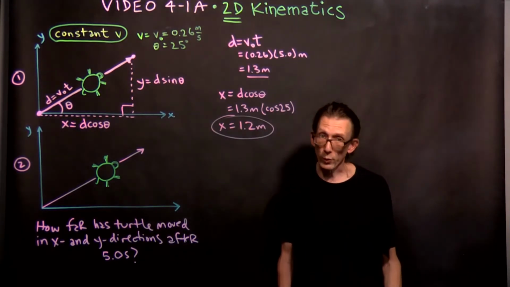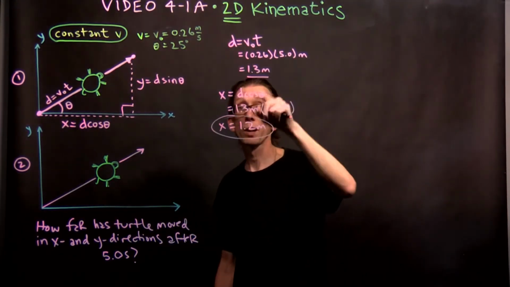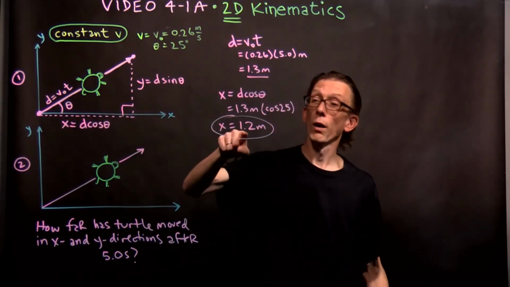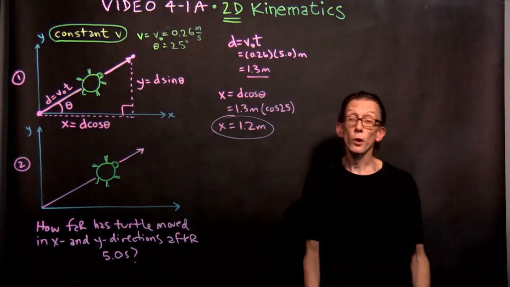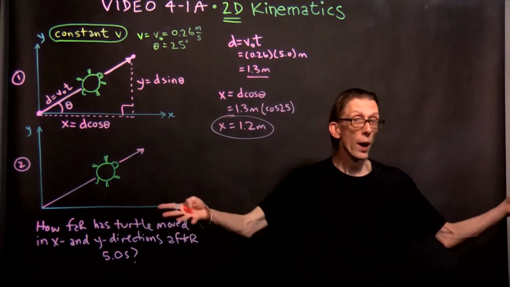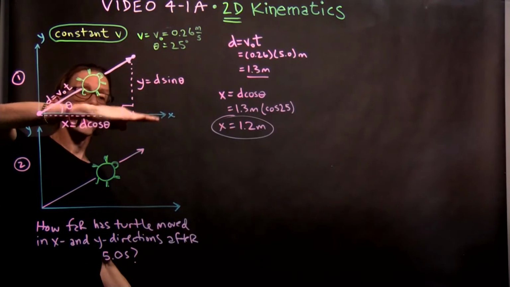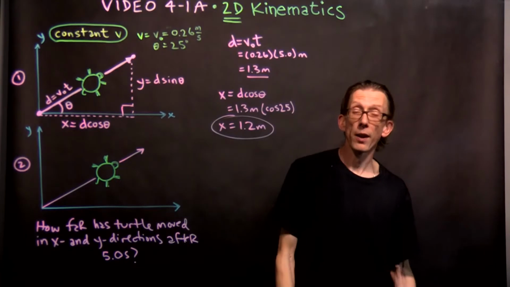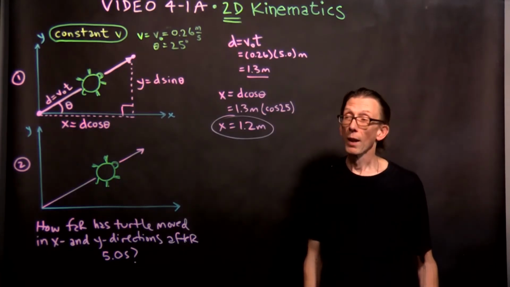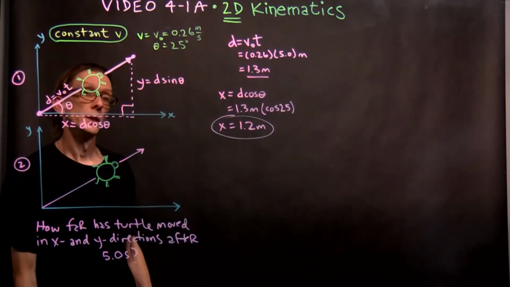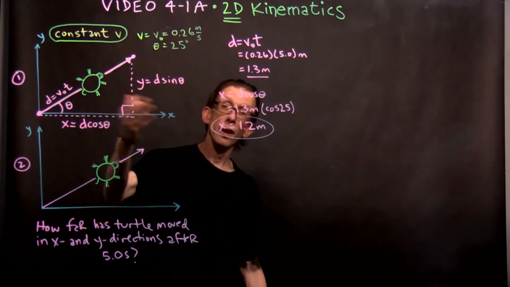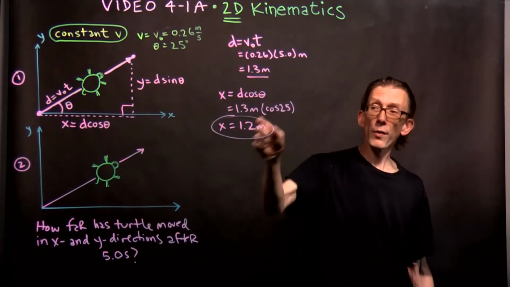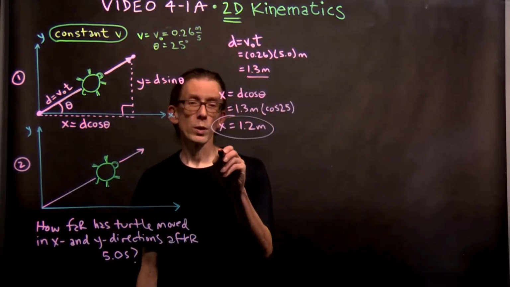First we had to find d, the hypotenuse, and then we used trigonometry to find this side of the triangle right there. So that's how far the turtle went in the x direction. He didn't go the whole way in x. If he was walking all the way along the x direction, he would have moved 1.3 meters in the x direction and none in the y. If he was walking in the y direction, he would have walked 1.3 meters in the y direction and none in the x, but he was walking at an angle to both. So part of his motion was in the x direction and part was in the y.